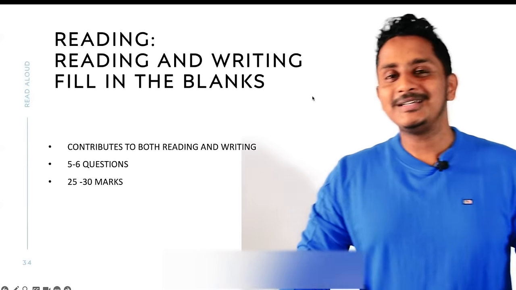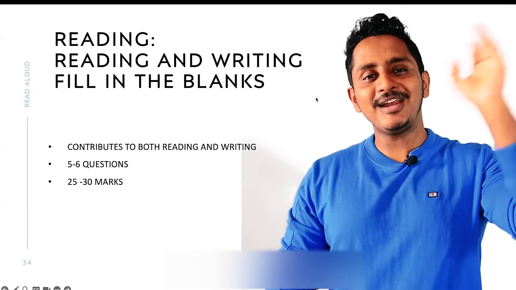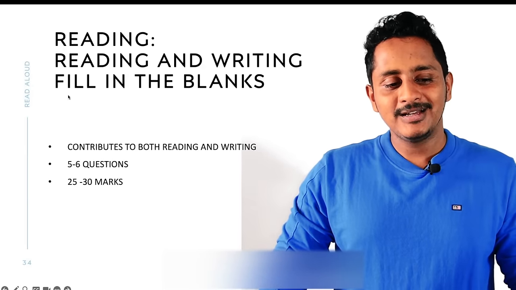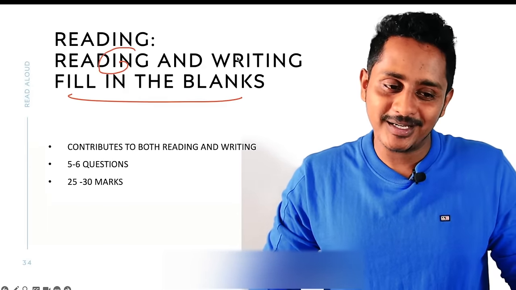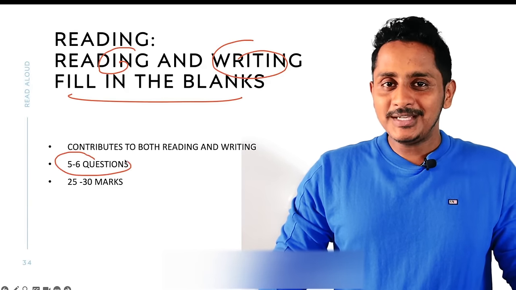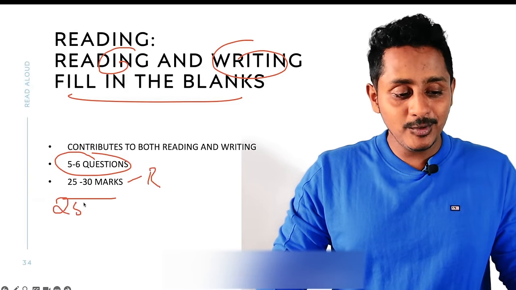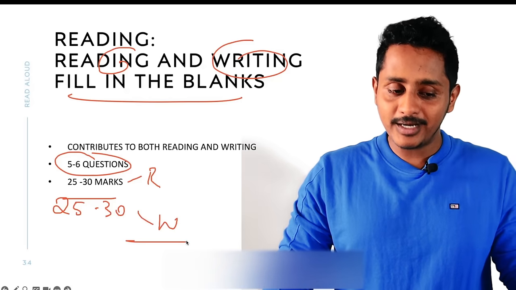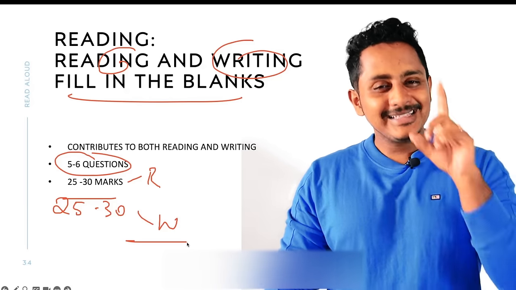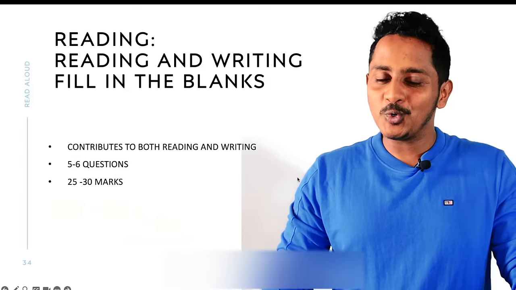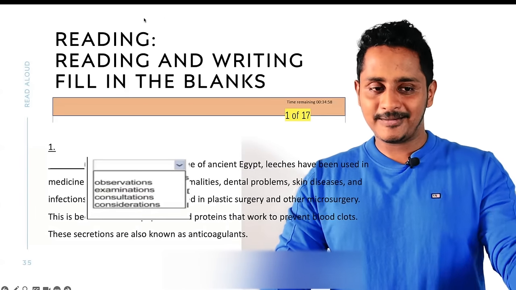Next, we will talk about the reading module. First comes reading and writing, fill in the blanks. The name says fill in the blanks, but it contributes marks to both reading and writing. 5 to 6 questions, 25 to 30 marks you can expect for reading, and 25 to 30 marks separately for writing, which means around 50-55 marks. This is the module which scores a lot, and it looks something like this.